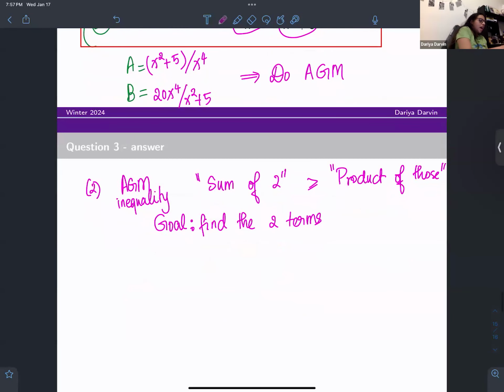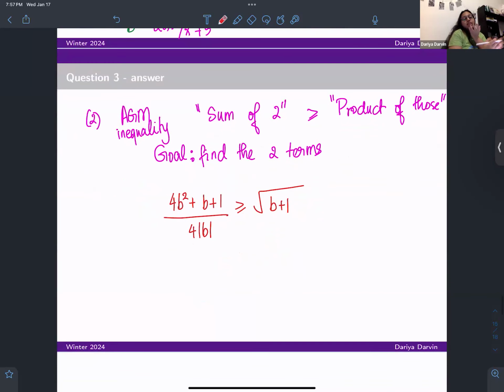So let's do this question, and I won't do the proof and everything. I just want you to identify the terms. The question is 4b squared plus b plus 1 divided by 4 absolute value b is greater than or equal to the square root of b plus 1. I'm telling you it's AGM. Maybe there are ways to do it without AGM, but if you are doing it with AGM, your goal is to find the sum of the two things in the product. So what are those two terms? Can anyone see a pattern here?